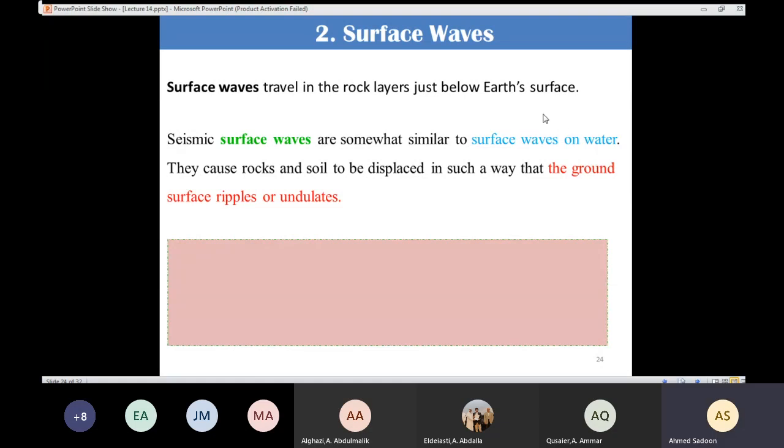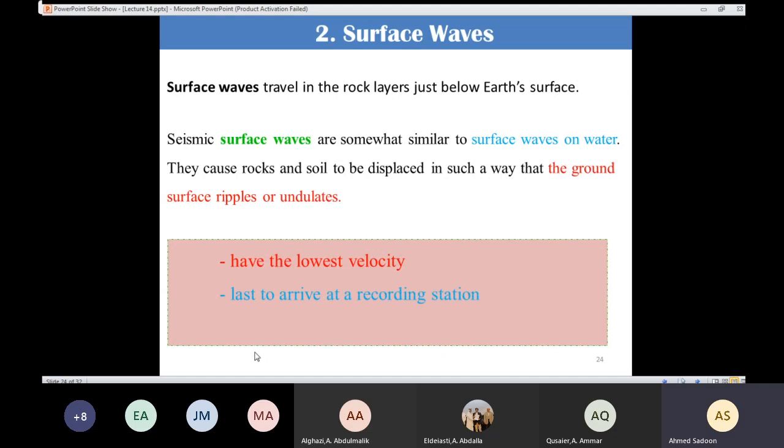They cause rocks and soil to be displaced in such a way that the ground surface ripples or undulates. It means that the surface is going to be like when the waves move in the oceans. And we need to know that they have the lowest velocity, which means that the surface wave is going to come late, behind the body waves.